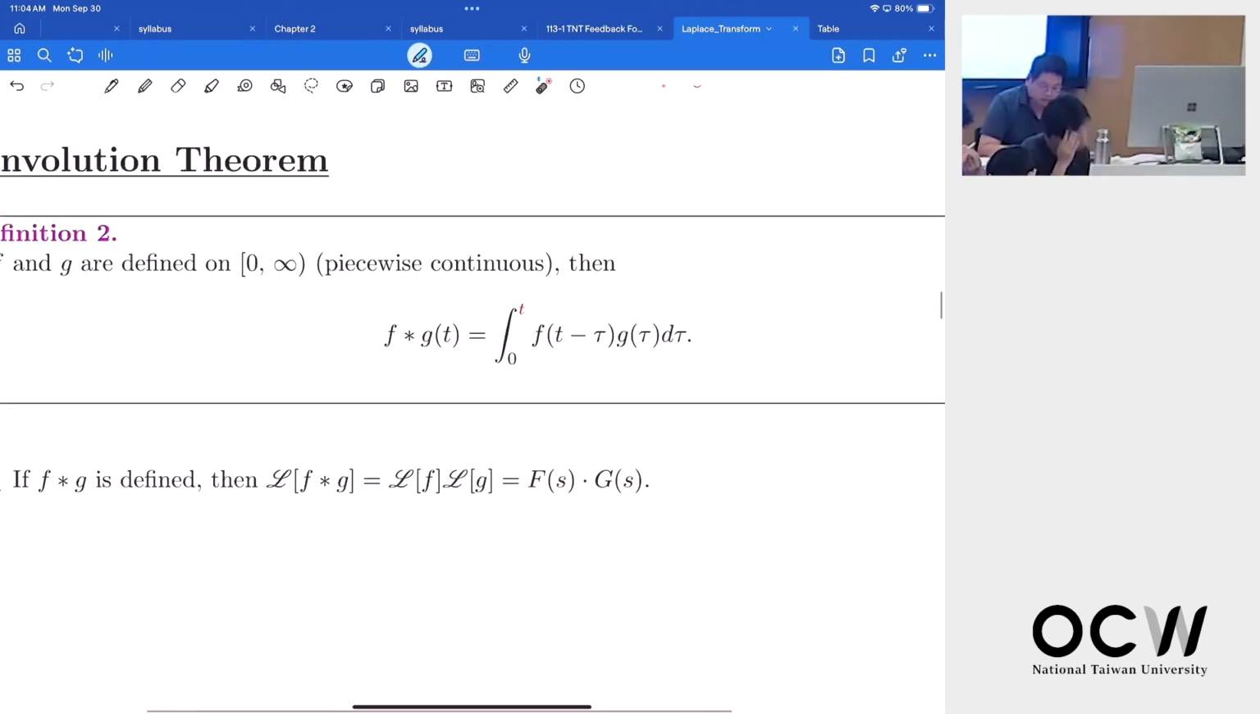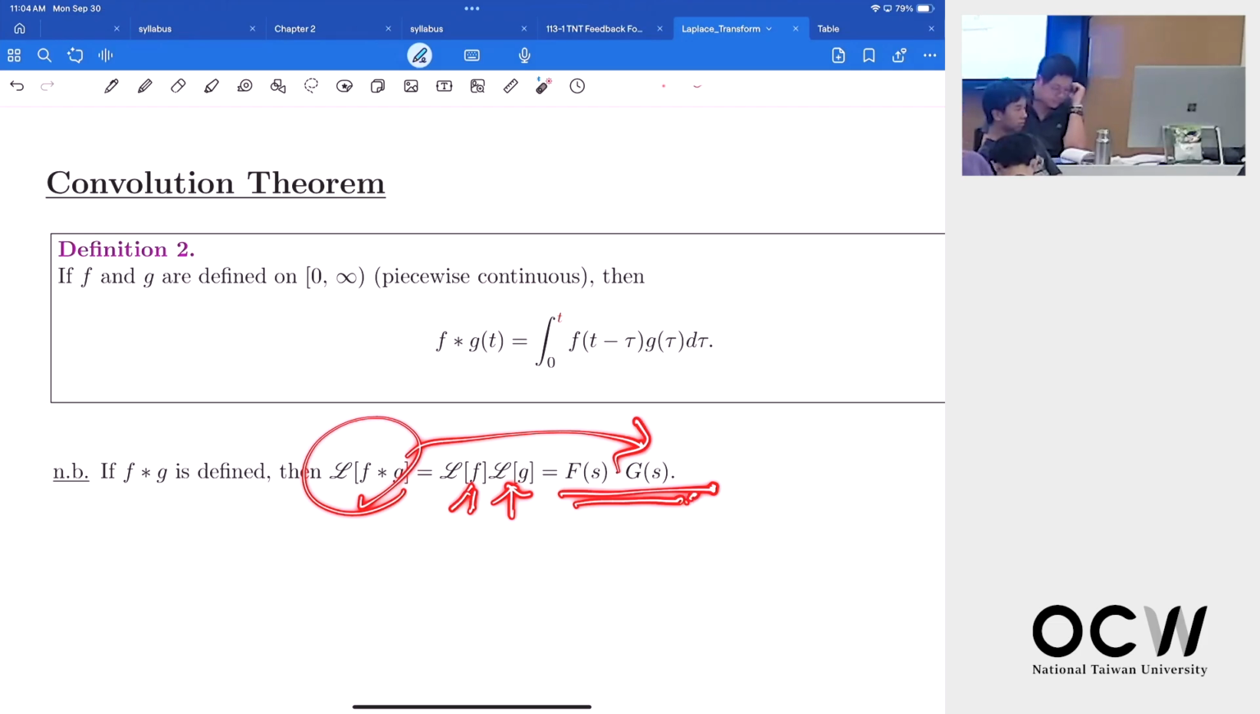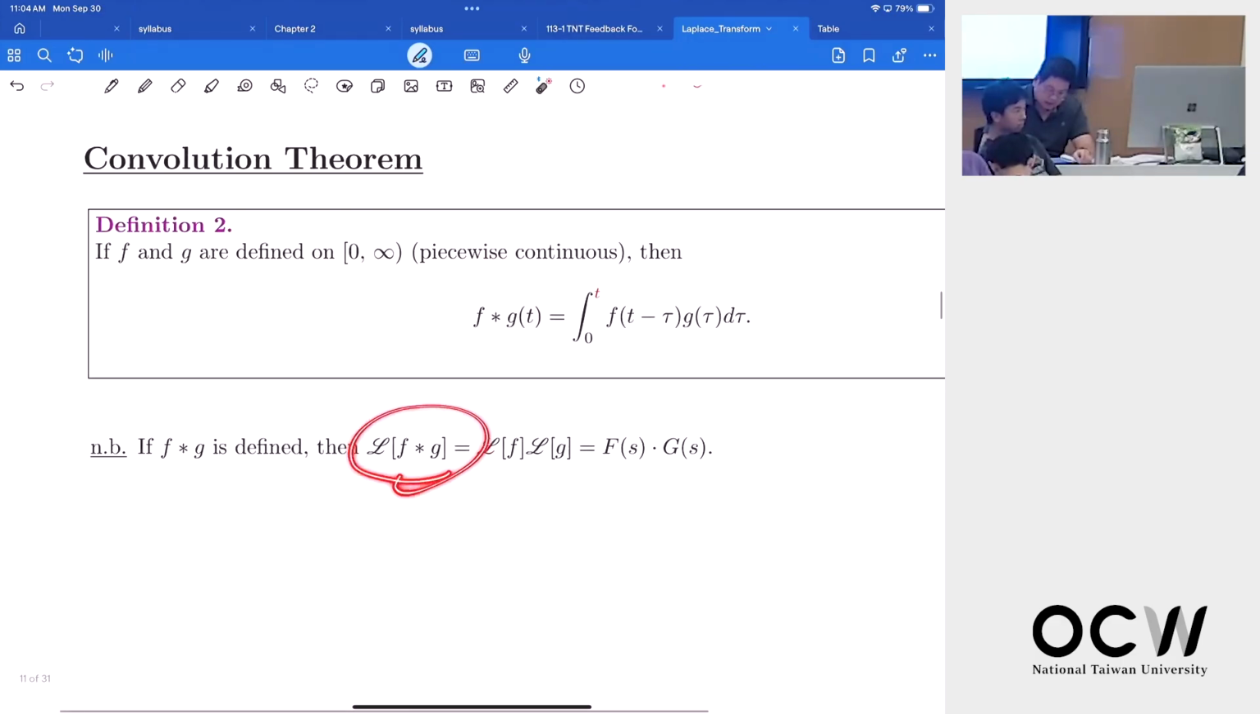Why do we need to learn the convolution? Because if the convolution is defined, then we take the Laplace transform. In the time domain, it looks really complicated. But when you take the Laplace transform, you just need to find the Laplace transform of each function and then do the multiplication. So convolution becomes multiplication. Let's see why.